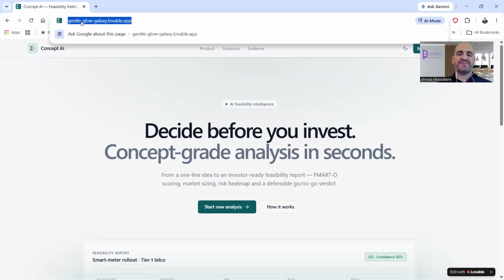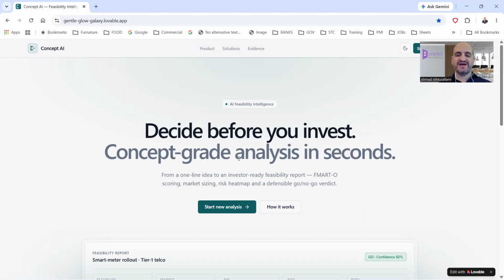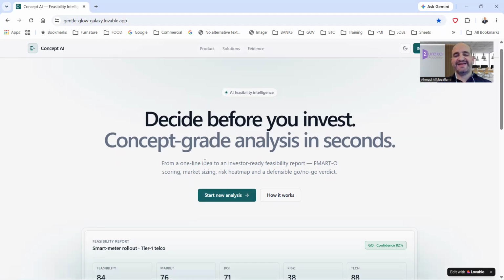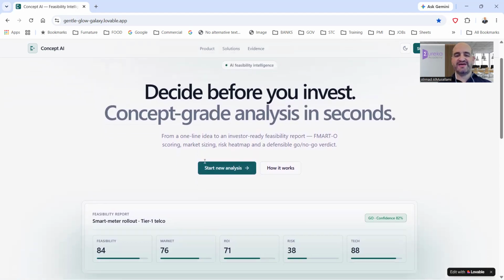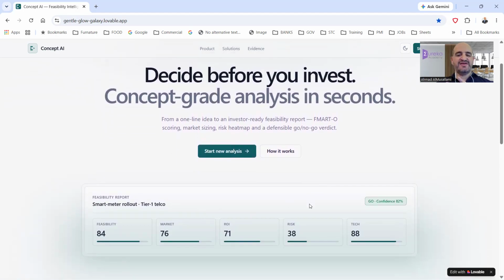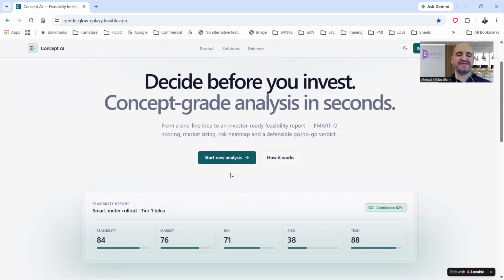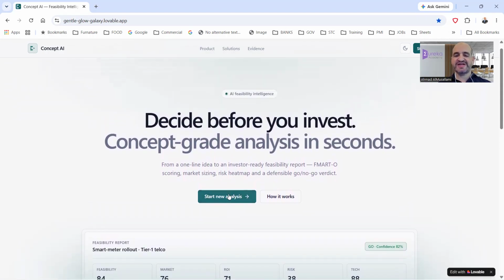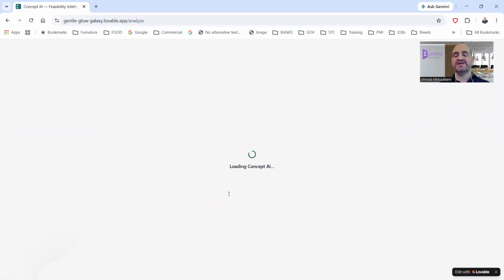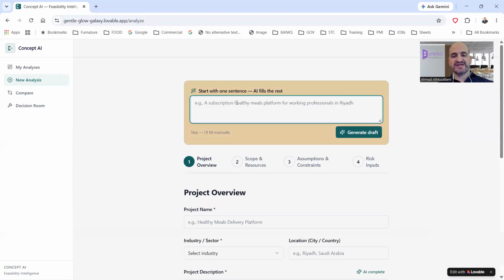Yes, we open the browser and we put the link for the website and we start the analysis. Here we are at Concept AI, and we have an overview of the previous done projects as well. So let's start our project and start a new assessment. So start a new project, and here we put a quick idea. I put it quickly. Let's generate a draft.